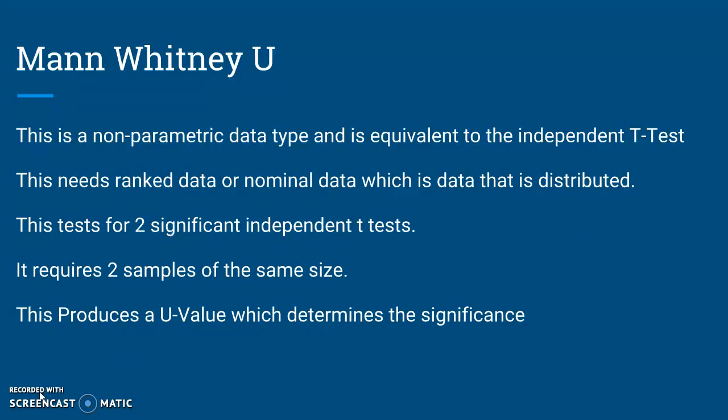And then the Mann-Whitney U. This is a non-parametric data type and it is equivalent to the independent t-test. This needs ranked data or nominal data, which is data that is not normally distributed. This tests for two significant independent samples, and it requires two samples of the same size, and it produces a U value which determines the significance.